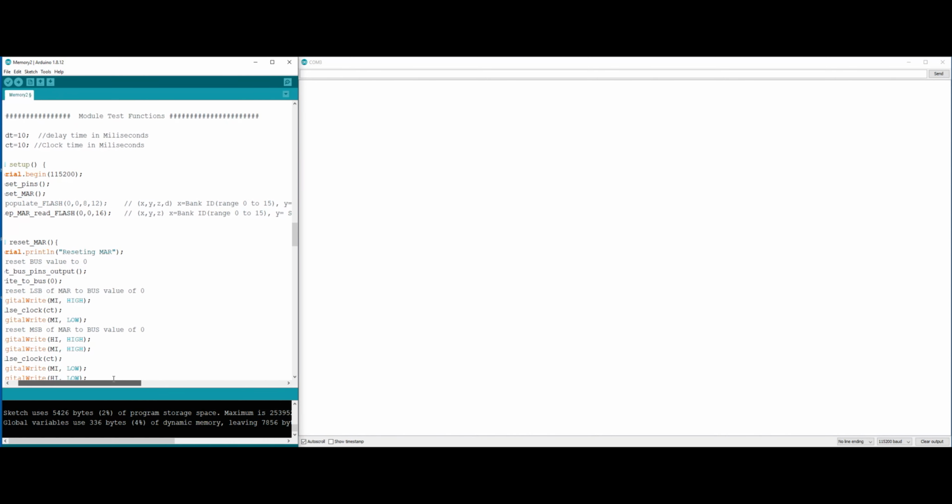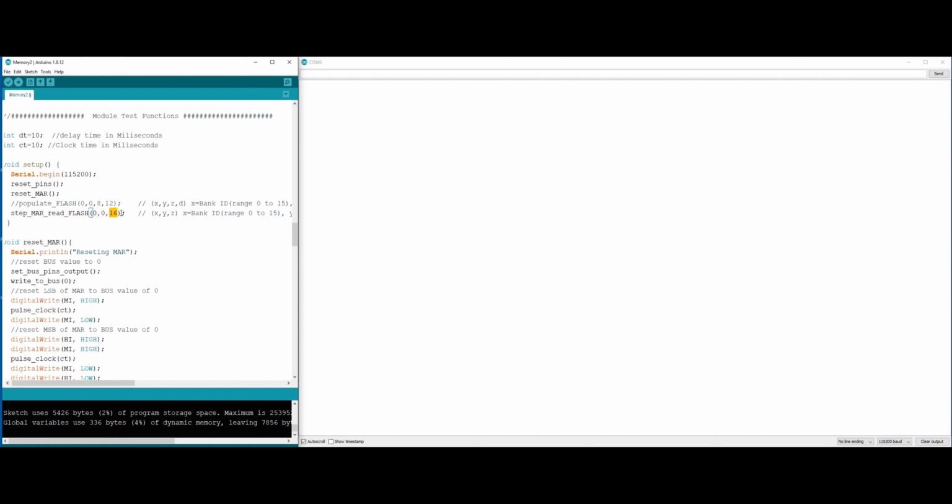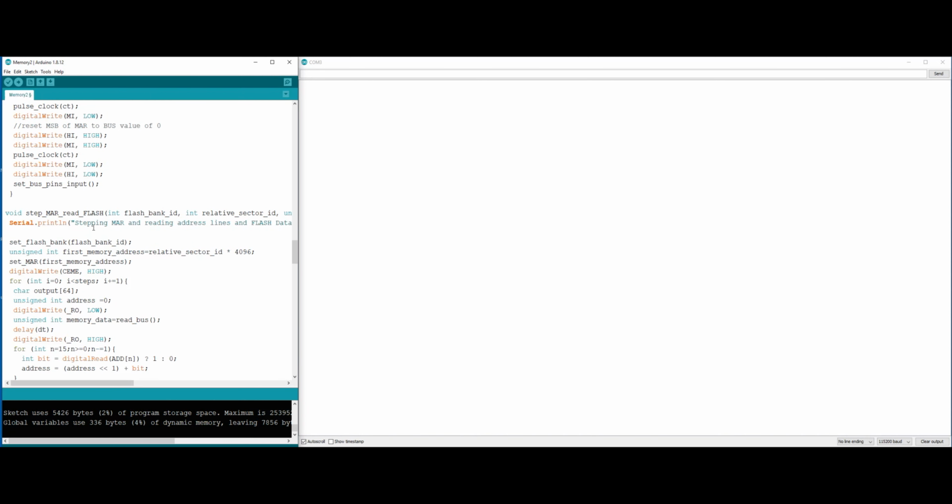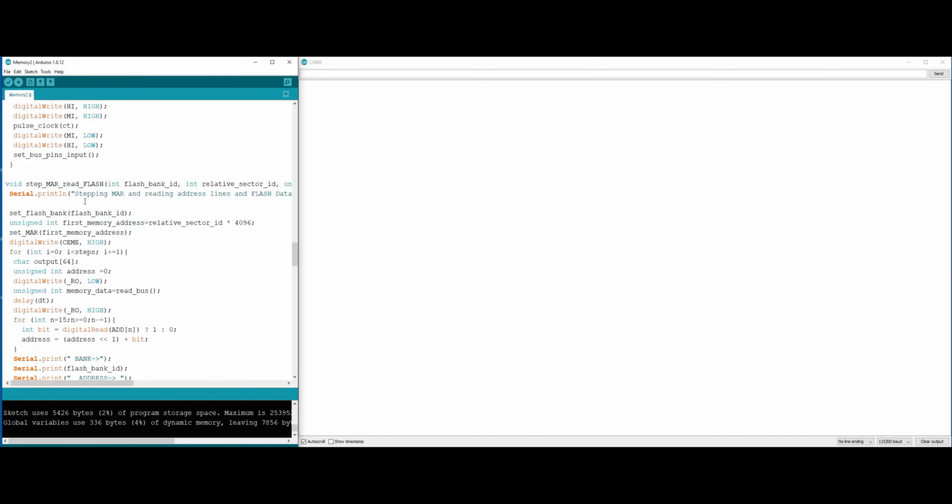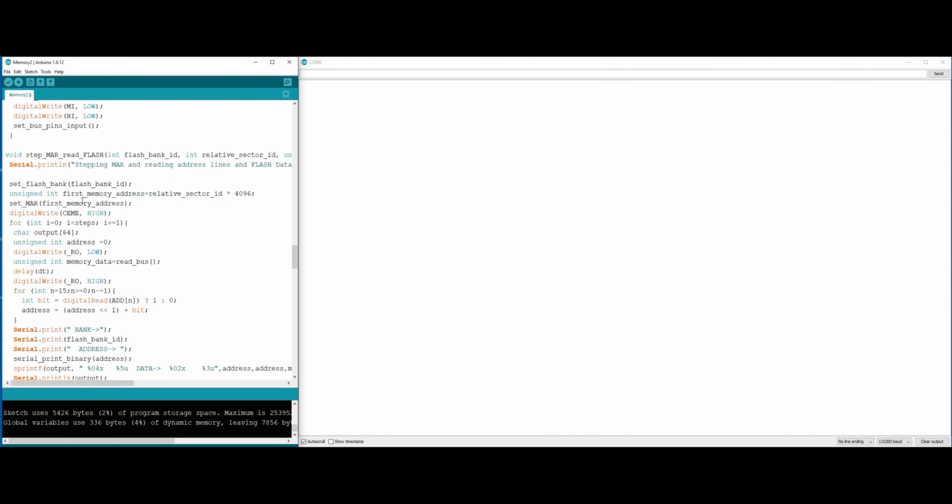And finally, the last parameter here is just the number of steps that we want to count and read the value of the flash and basically print it on the screen. So let's have a look at this function step by step and see what is happening. StepMARAndReadFlash is a function here. The first line is just printing the fact that we are stepping the MAR and reading the address lines and content of the flash.